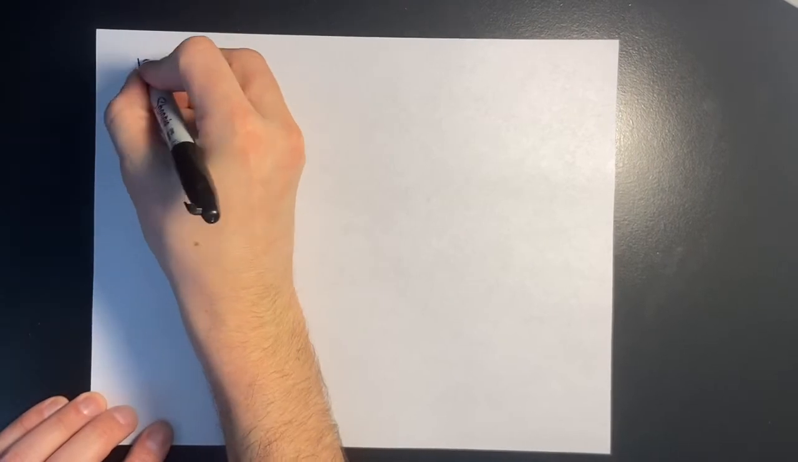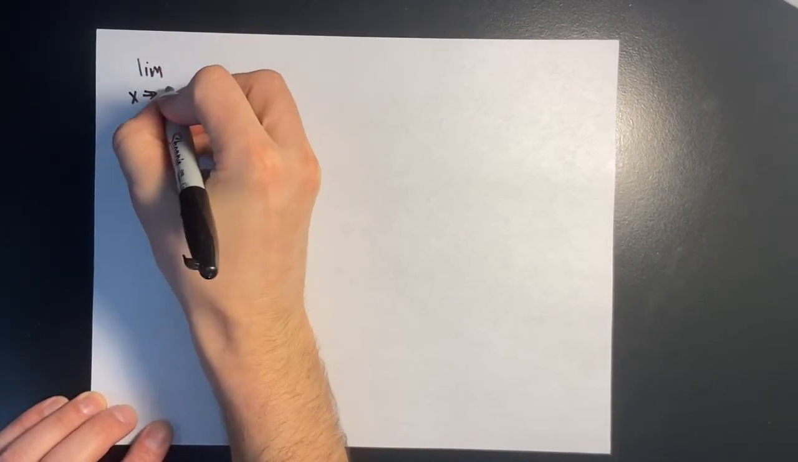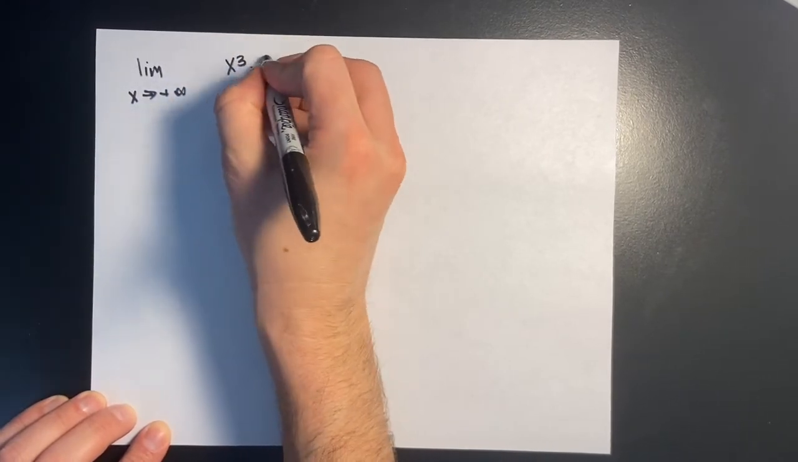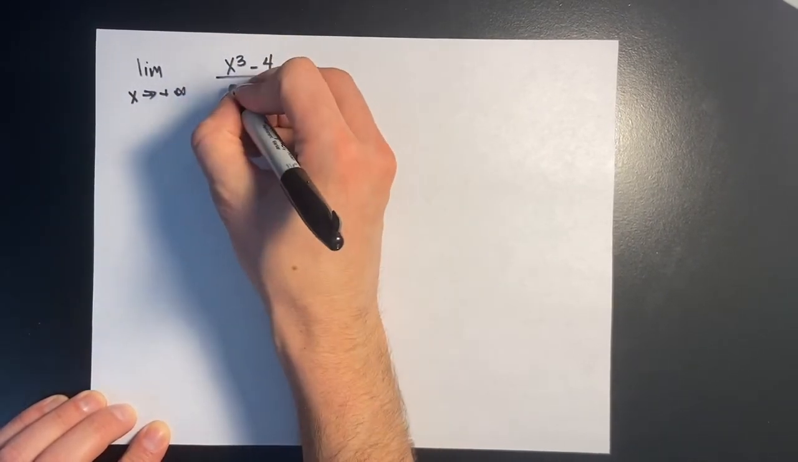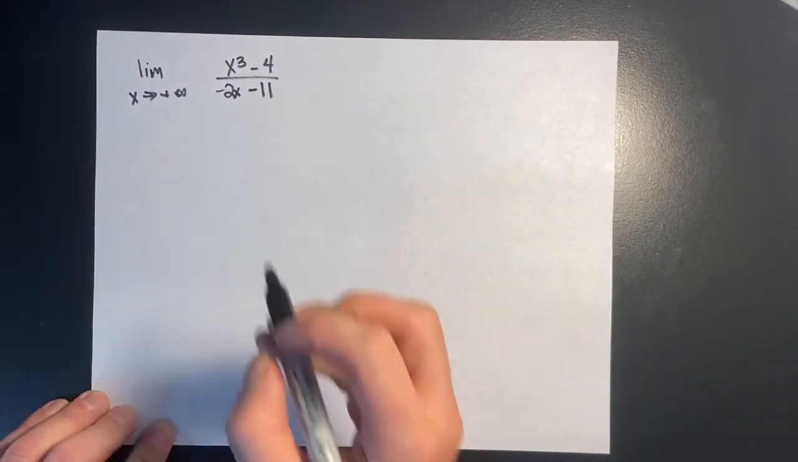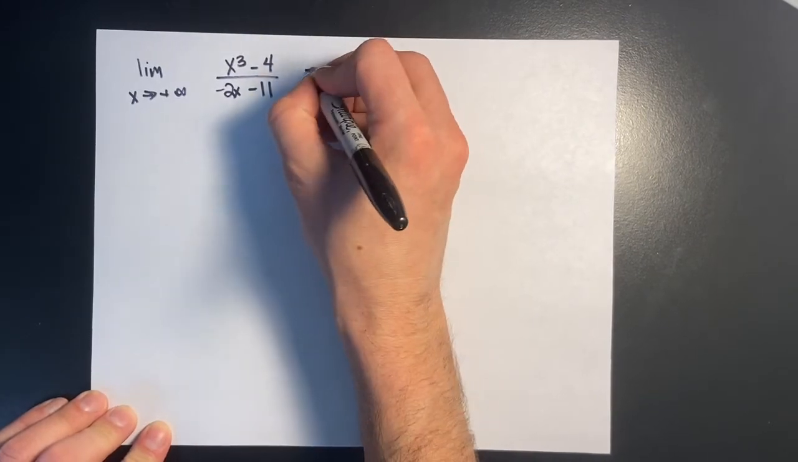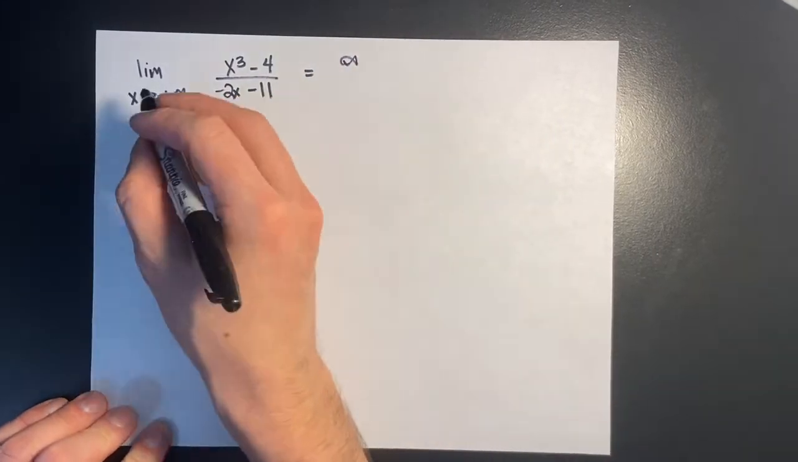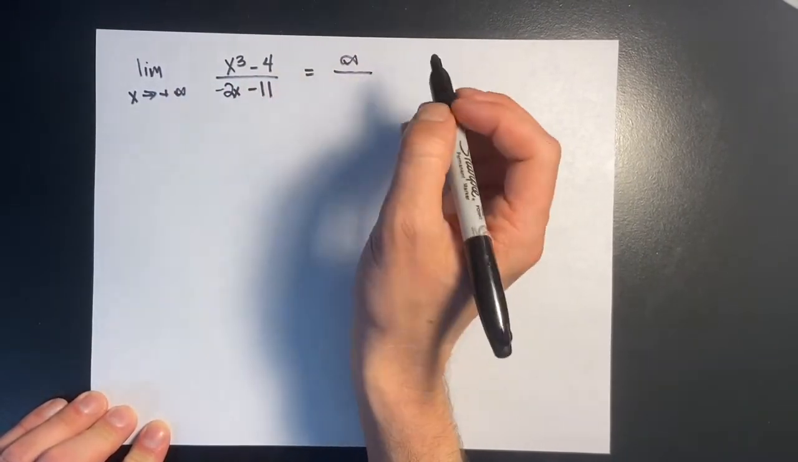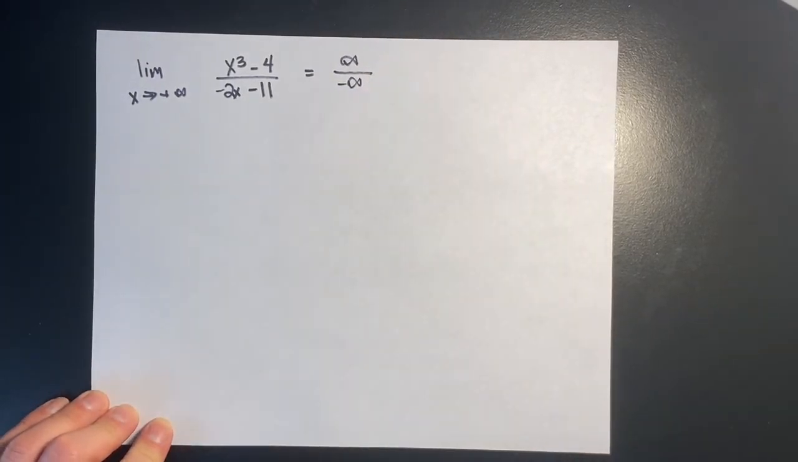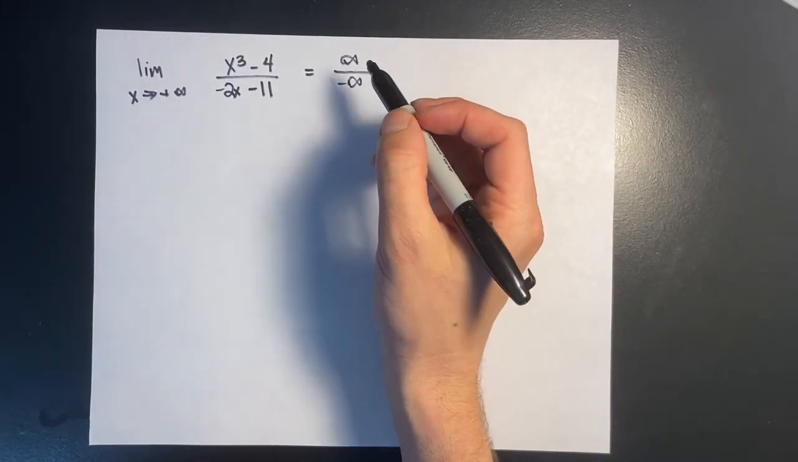All right, problem B is the limit as x approaches positive infinity of x cubed minus 4 over negative 2x minus 11. If I were to plug in infinity right now, I get infinity cubed, which is huge, minus 4, which is still huge. If I plug in infinity on the bottom, I'd get negative 2 times infinity, which is negative infinity minus 11, which is still really huge. And what we end up with is something that breaks the rule.